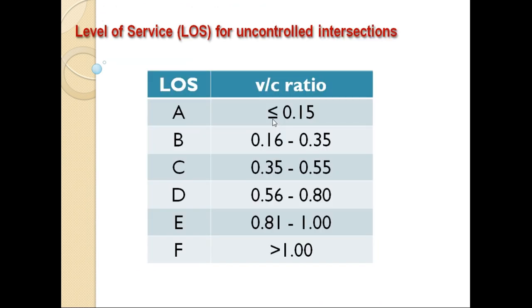Now level of service at uncontrolled intersections is defined based on V by C ratio. Here delay is not considered because we found that vehicles do not wait in the approach, they try to force their entry, and therefore V by C ratio is a much better explanation than any other parameter.